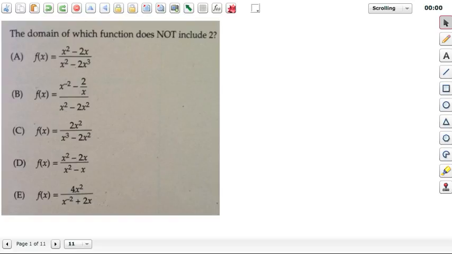Hi there, welcome back. In this video, I want to review identifying domains and ranges of rational functions. Here I have a selection of questions very similar to what you will see in the SAT math. Remember, when identifying domain or range, you can never have the square root of a negative number, or you can never divide by 0. So these are the two things that we need to keep in mind.